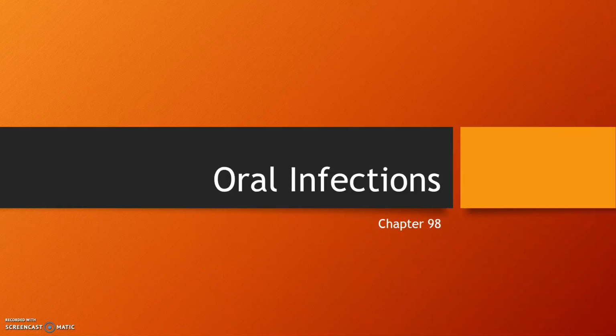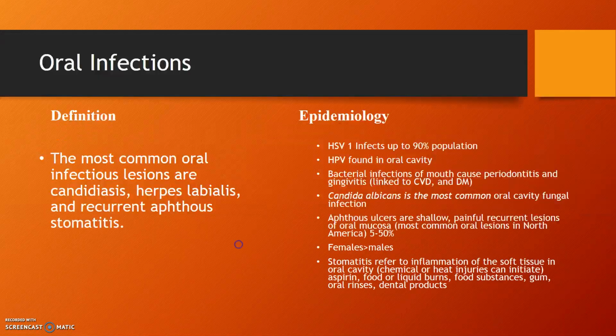I think as new practitioners, you're going to be surprised at the number of oral infections you see in primary care. We're going to focus on three main types today. The most common oral infection lesions are candida, herpes labialis, and recurrent aphthous stomatitis. Let's look at those and break those down. This is brief information, but it's important information.